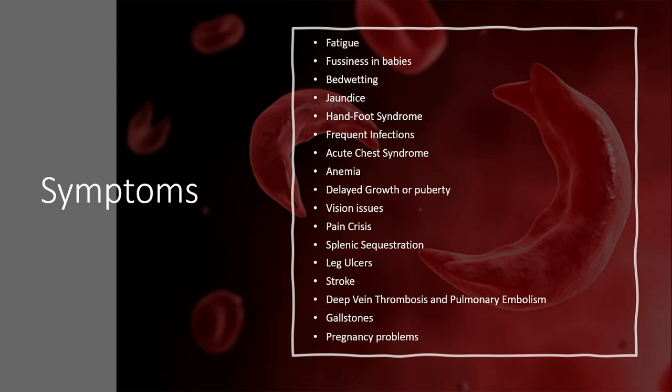Leg ulcers, stroke, which occurs when sickle cells block blood vessels to the brain. Deep vein thrombosis and pulmonary embolism, which are caused by sickled cells contributing to blood coagulation and increased risk of blood clots either in the deep veins or the lungs. Gallstones. The increased rate at which sickled red blood cells die causes increased byproducts that form gallstones. Pregnancy problems. There is an increased risk of hypertension and blood clots during pregnancy.